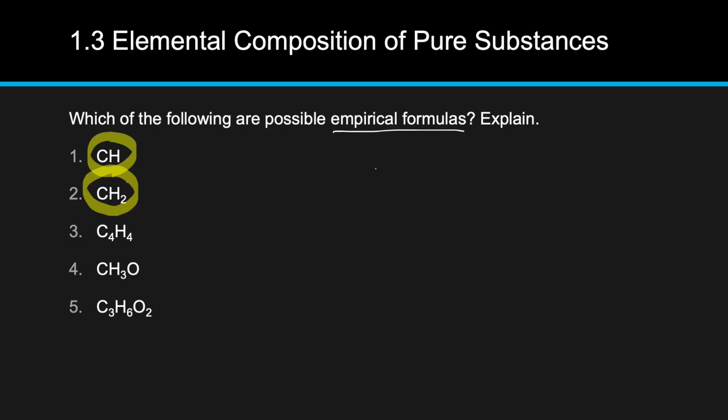C4H4 could be simplified down to CH, so that is not an empirical formula. CH3O could not be simplified down. And then for number 5, C3H6O2, that also could not be simplified down. So those 4 could be considered empirical formulas because they are the simplest whole ratios of those atoms.